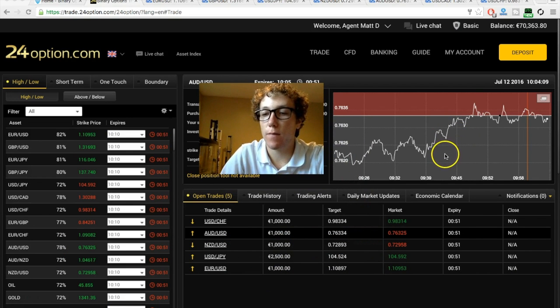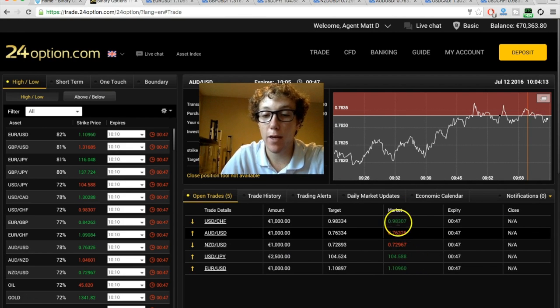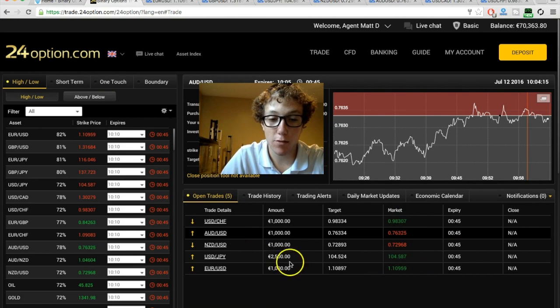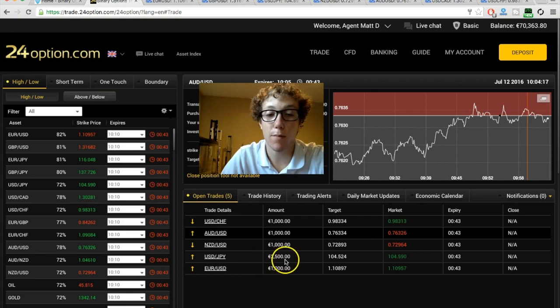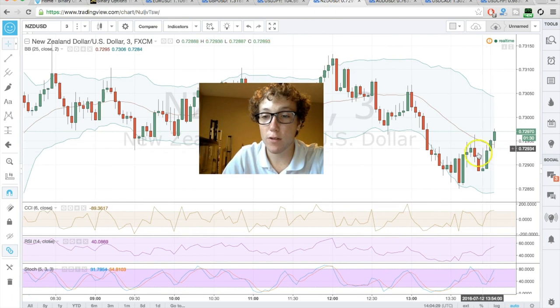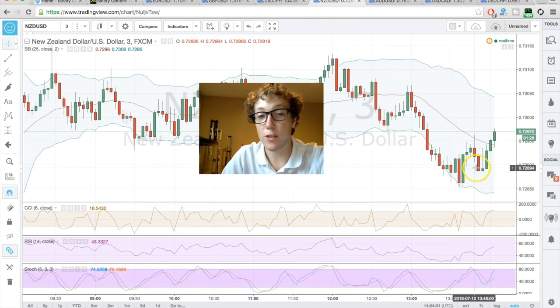Okay, so we have approximately 50 seconds left on all these trades here, and 3 out of 5 of them are in the money. But the good news is the big one, the USD JPY, that's for 2,500, is pretty deep in the money. These two had some slight, oh, that one just popped in. Let's hope it stays for the next 30 seconds. But this one, the NZD USD, had a trend reversal here, and that just happens.